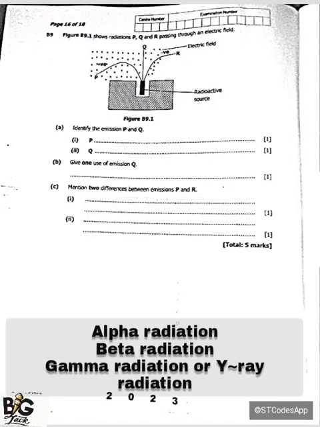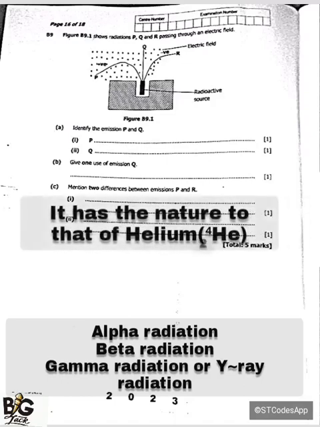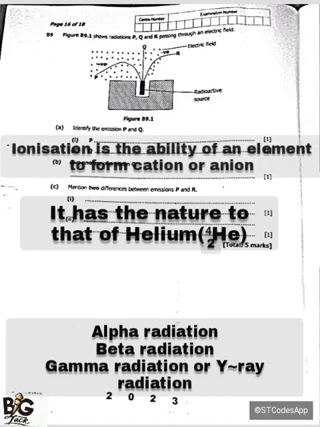Apart from that, the alpha radiation has the nature of that of helium. Apart from that, the alpha radiation has high ionization, or strong ionization. So the alpha radiation has this strong ionization. So let's move on to the next one, which is the beta radiation.